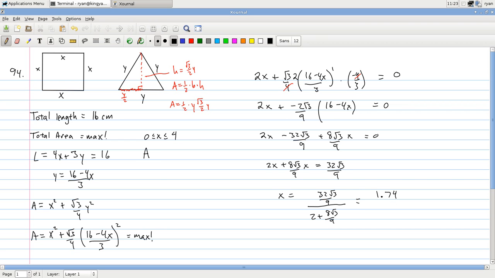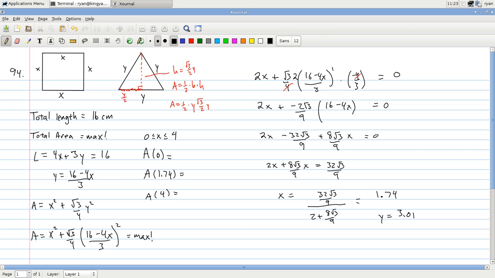Now we have to determine whether or not this is a maximum. So we're looking at the area when x is 0. That's the endpoint of our interval. The area when x is 1.74. That was our critical number. The area when x is equal to 4. So in order to do this, it'll be helpful to find the y value. Plug 1.74 into this y formula that we have, and we get that y is approximately 3.01.